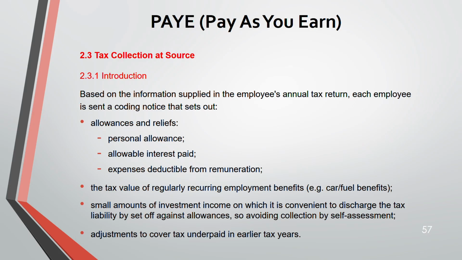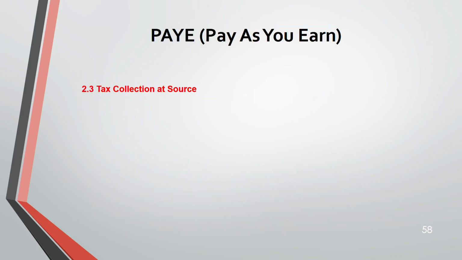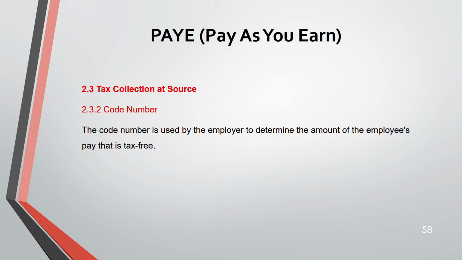Adjustments to cover tax underpaid in the earlier tax years. Based on this, there will be a coding notice sent to you. Now, code number. See, all these are important for your MCQ. Otherwise, you don't have to worry, this will not be asked in ATX. Okay. How a code number will be used by the employer to determine the amount of the employee's pay that is tax free.